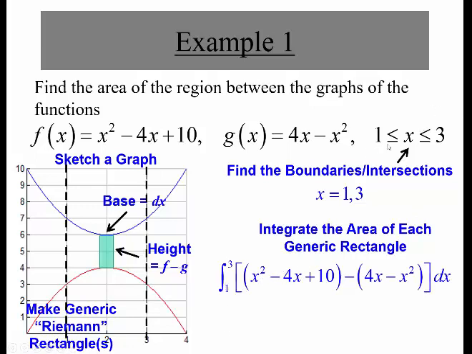The top graph, excuse me, the boundaries. The top graph, which is the blue one here, f, minus the bottom one, which is the red one here, g, dx. Now, if you integrate that correctly, and I'll let you do that on your own so you can verify that you know how to do that, that'll equal 16/3.